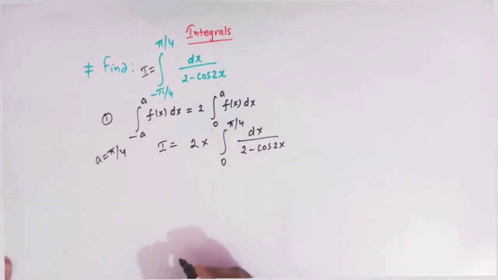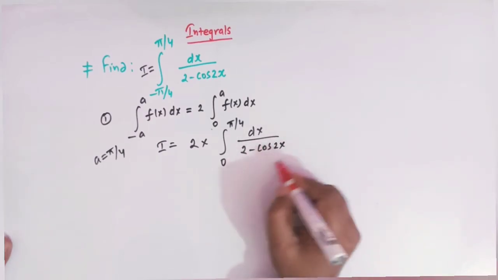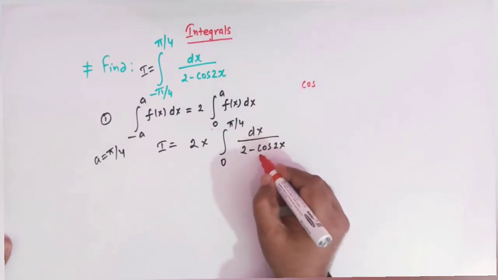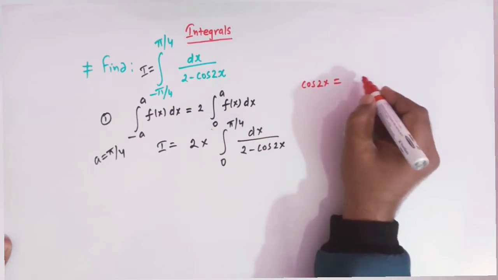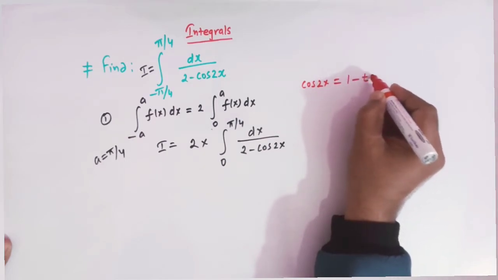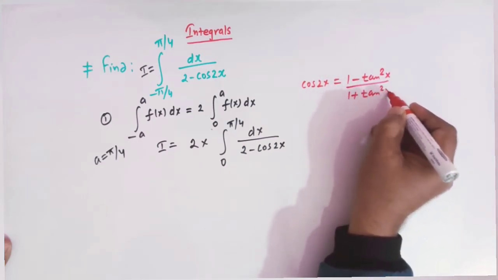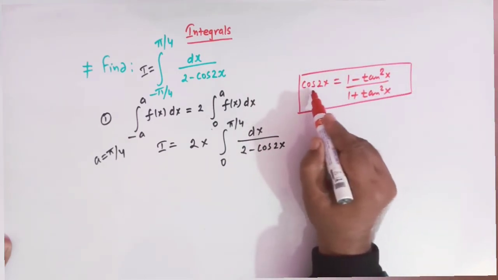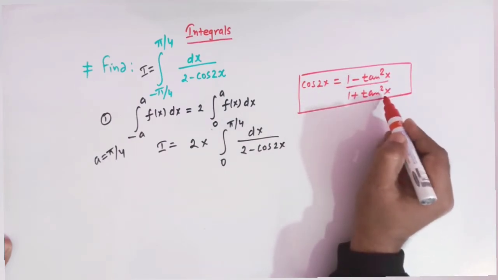Now we'll make use of another important identity from trigonometry. Here we have cos of 2x, and cos 2x is related to tangent of x as 1 minus tan square x over 1 plus tan square x. So this is an important identity in trigonometry: cosine of 2x is equal to 1 minus tan square x over 1 plus tan square x.